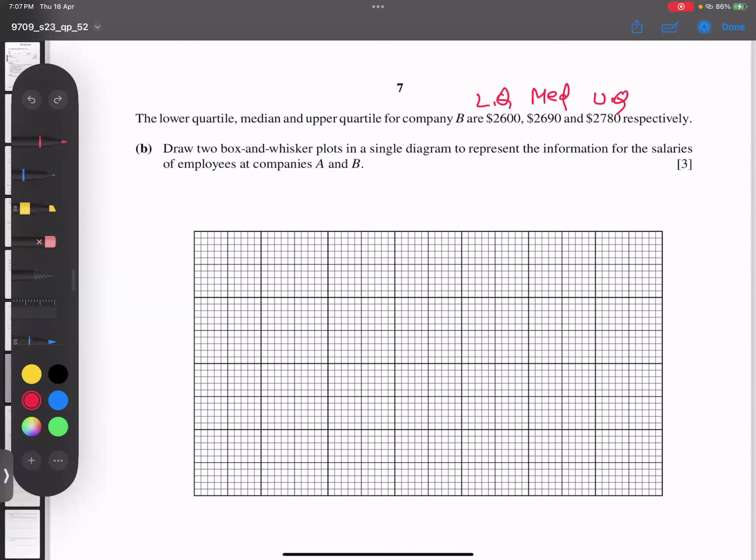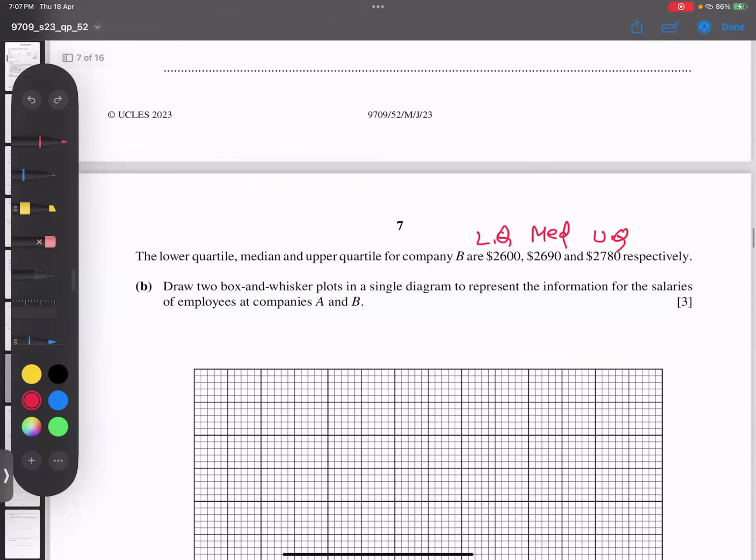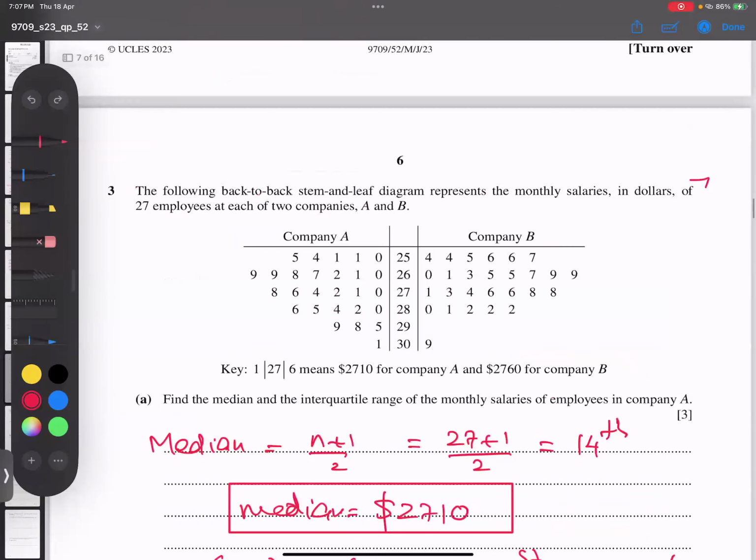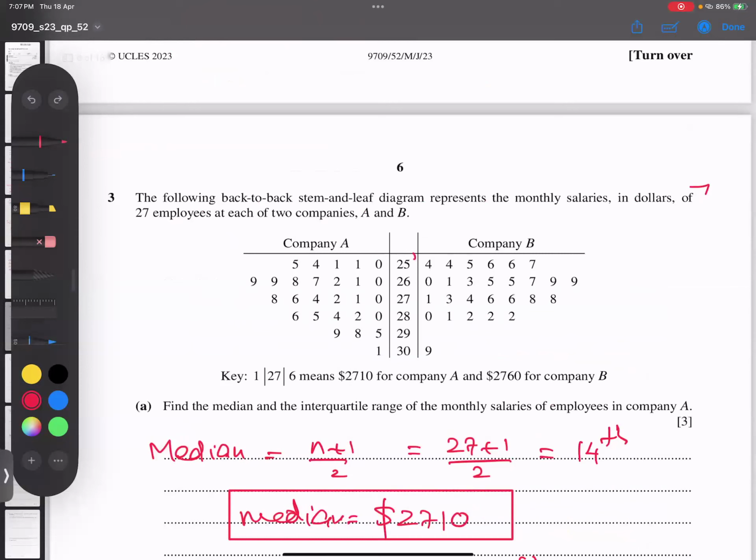So let's start. How can we do it? First of all, I will take the least number. For company A, the least number is 250 and the extra 0, so 2500. Let me write these values first. The smallest value for company A is 2500.